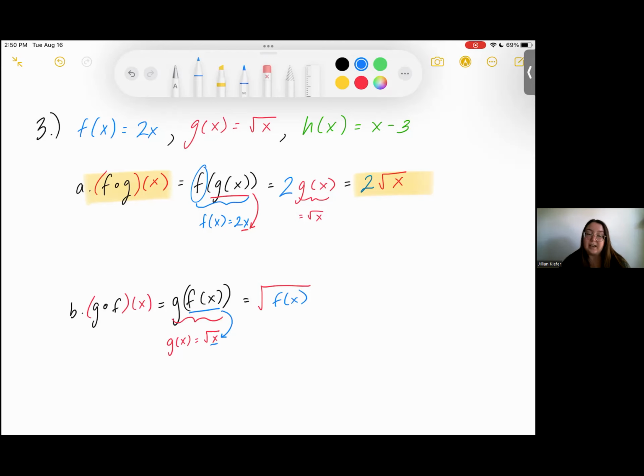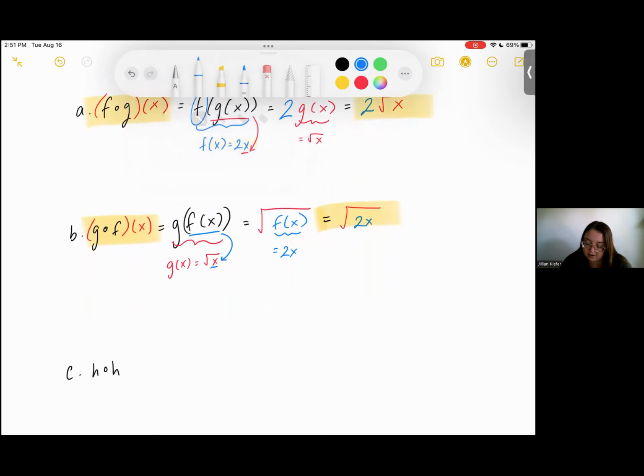Now we know what f of x is. F of x is equal to 2x. So in our last step of simplifying, we just replace f of x with its expression, 2x, and this gives us the square root of 2x. So we see here that the order does matter when it comes to your final answer, because we saw that f of g of x was 2 times the square root of x, but g of f of x was the square root of 2x. So we see it does change a little bit with the order in which we do it. So it's important to keep that in mind.